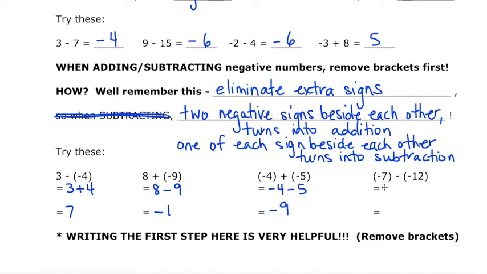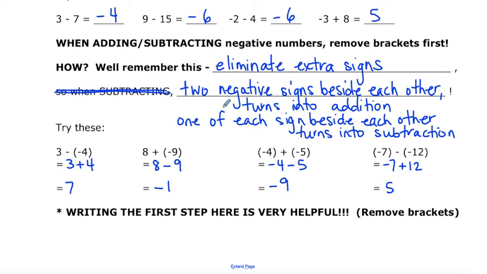And then the last one, I have starting with negative 7. I have a minus sign right beside a minus sign that becomes a positive, or an addition. So negative 7 plus 12 gives me positive 5. So it's always helpful to write the first step and to do that by removing the brackets or to eliminate those extra signs.